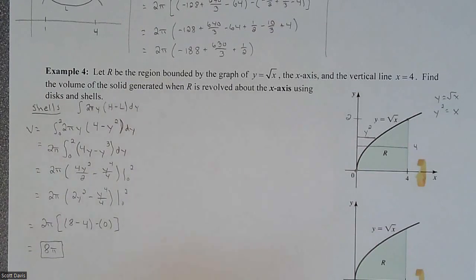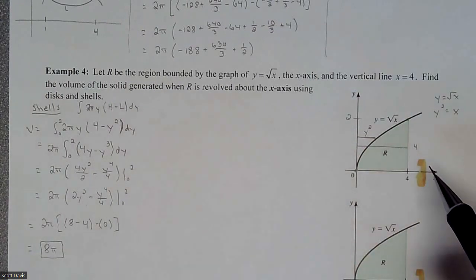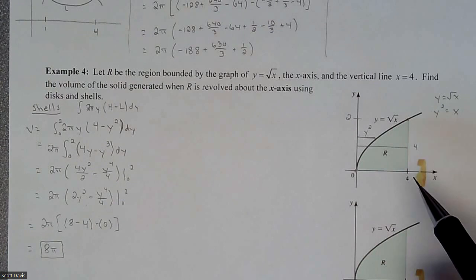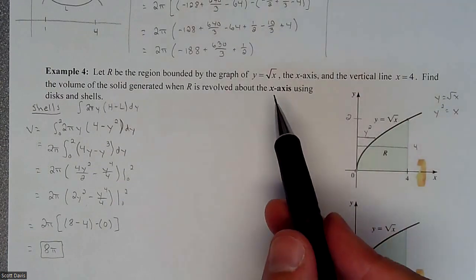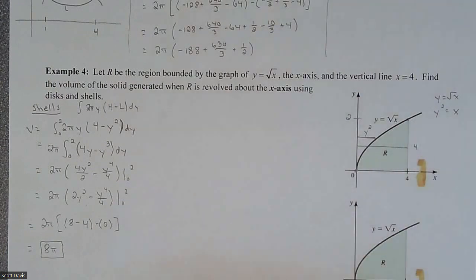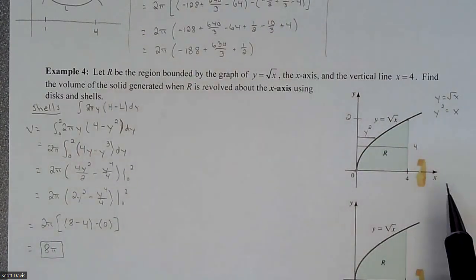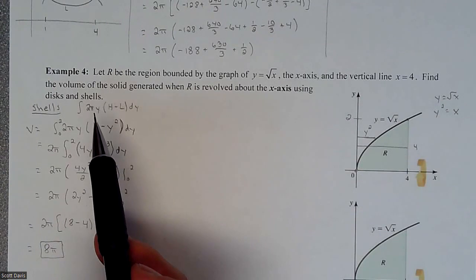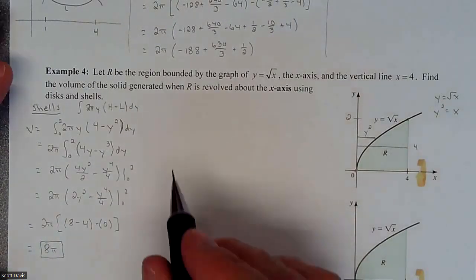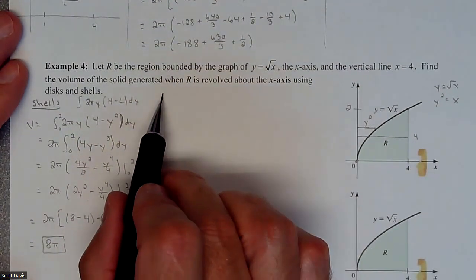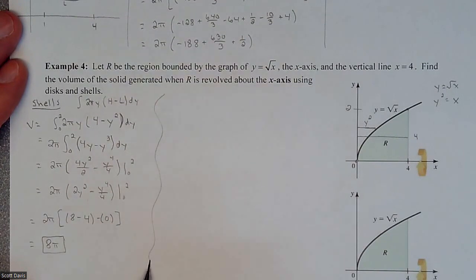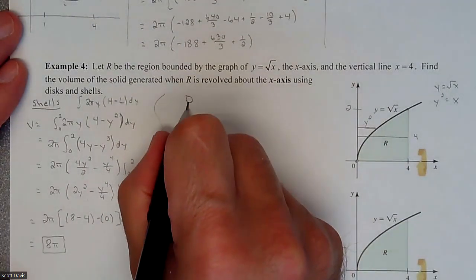So not a great method, because we had things in terms of x and we were rotating around the x-axis. We could have left things in terms of x, which is what we're going to do for the disk. Instead, we had to shift to the other variable because we were using shells, so we needed y's. Maybe not the best method. Let me show you the disk method that's going to get us the exact same answer.